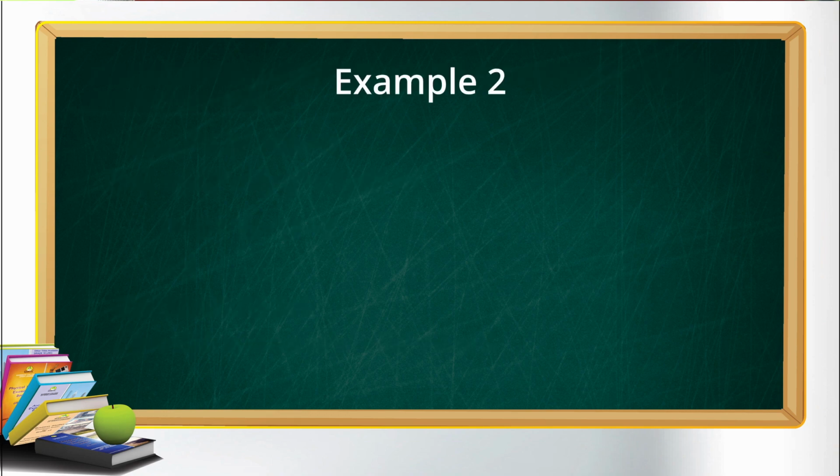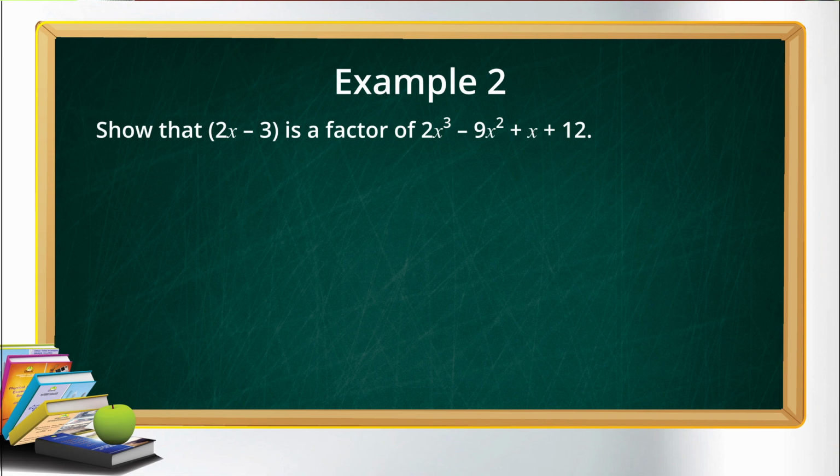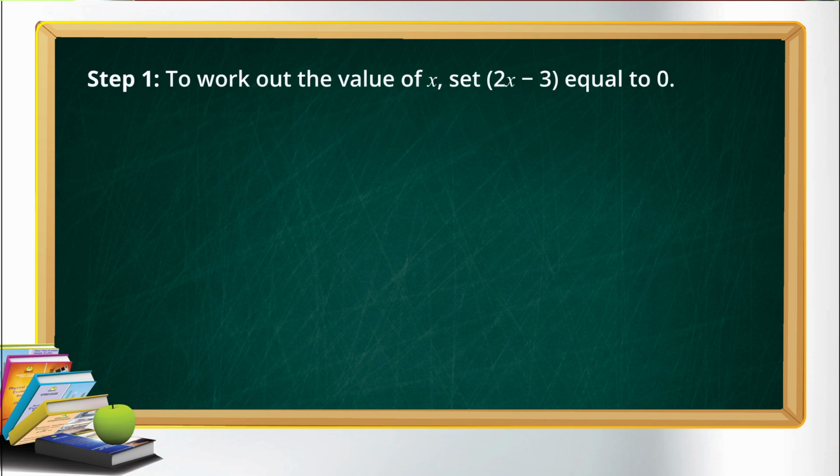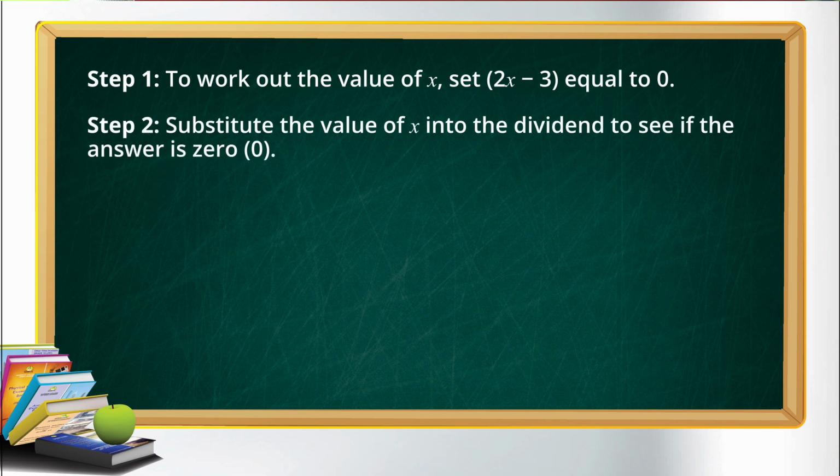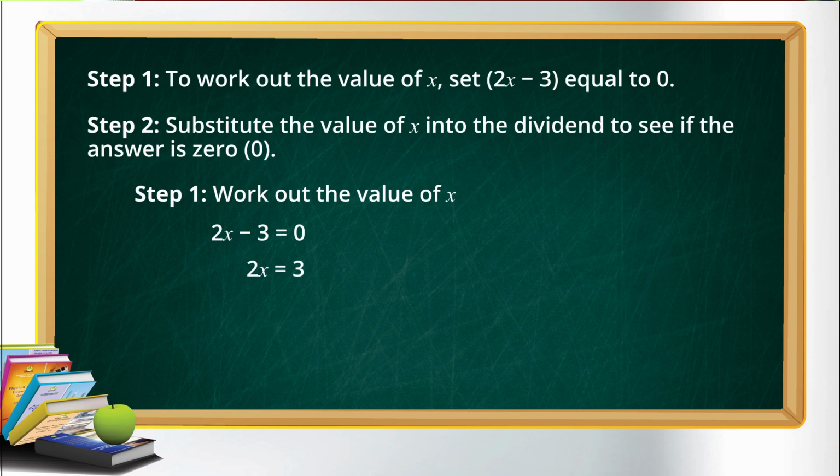Let's do example 2. This time we are asked to show that 2x minus 3 is a factor of 2x cubed minus 9x squared plus x plus 12. Do you remember step 1? Set 2x minus 3 equals 0 and see what the value of x is. Let's do this. Solve 2x minus 3 equals 0. We find that 2x equals 3 and x is 3 over 2.